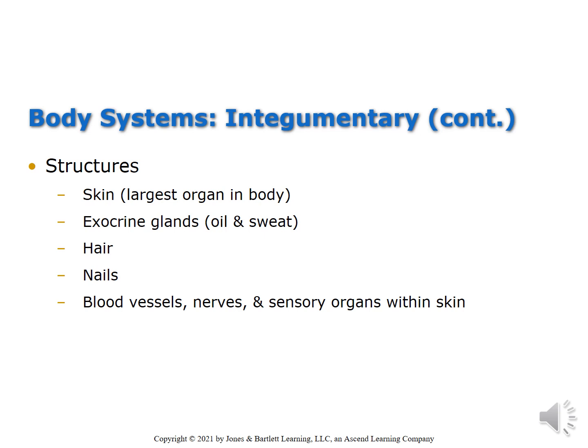Your fingernails and toenails have very important functions, such as being able to pick up a dime off a table, or feeling where your foot is planted properly when you're walking. You'd have an interruption in your normal gait, or your normal ability to walk, if you did not have toenails. And blood vessels, nerves, and sensory organs within the skin are all very important.